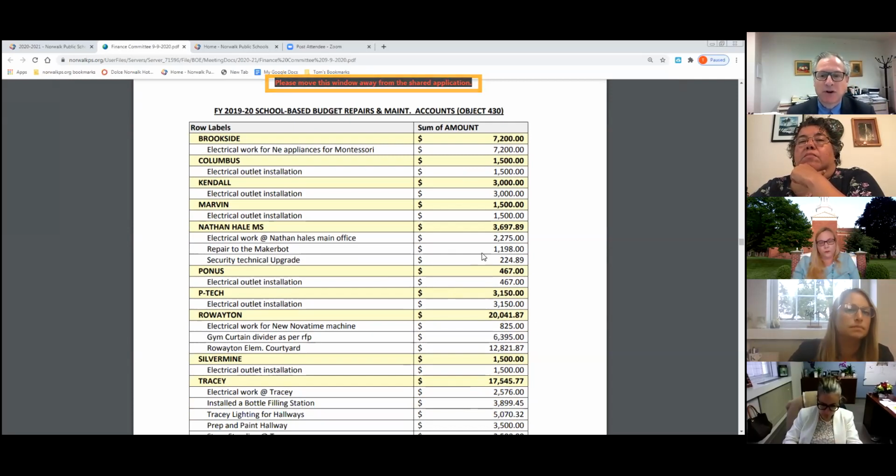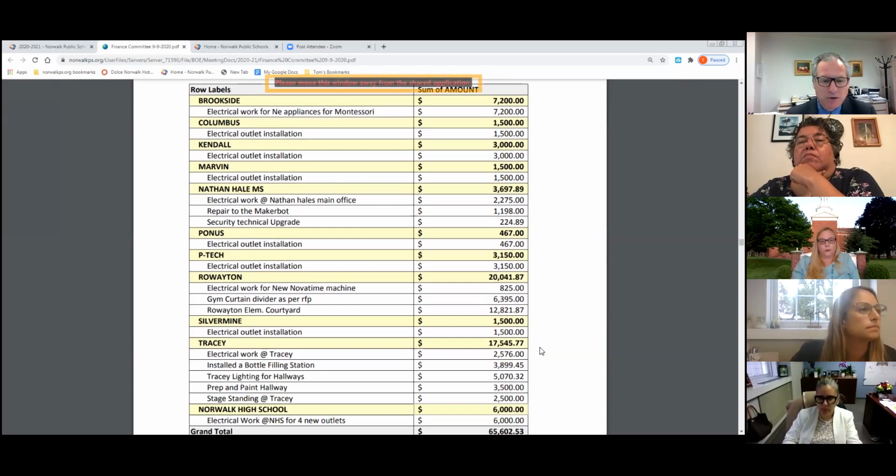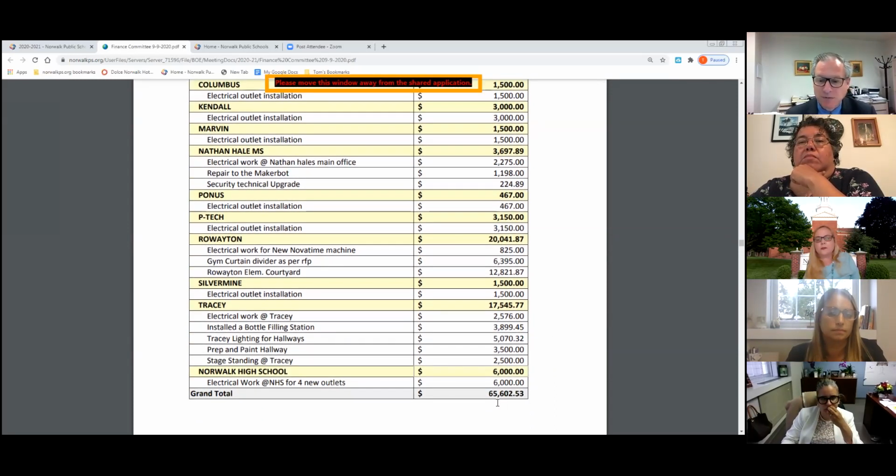There has been some work that a number of the schools have done. These tend to be smaller items, but they've done some painting at Tracy, and some electrical work at a number of the schools, outlets and so forth. So there has been $65,000 also spent in the school budgets last year.